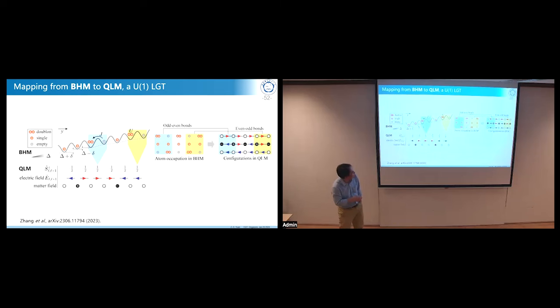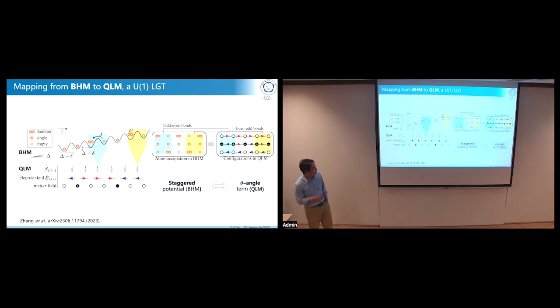If you want to create the minus and plus particles, this corresponds to 1, 1, 1 of the fillings. So we can map here the quasi-particles by the occupation with the atoms again. So we have the staggered potential. The theta angle will be implemented that way.